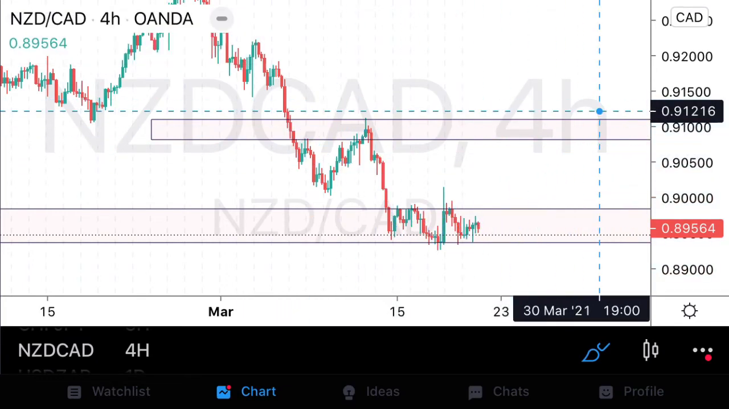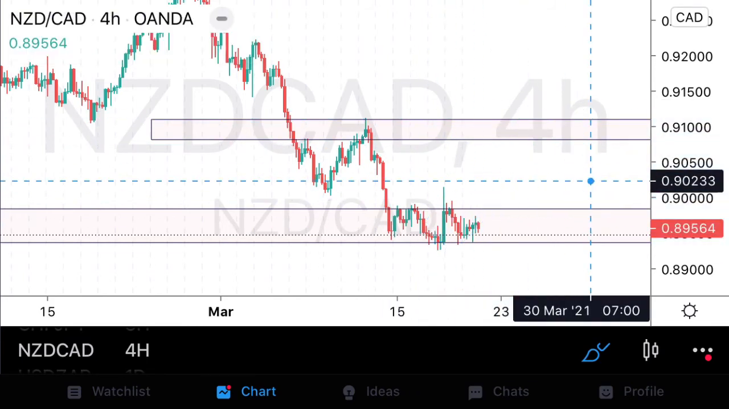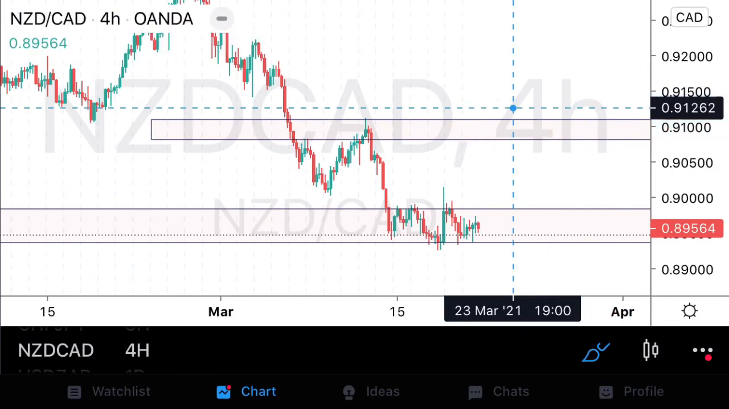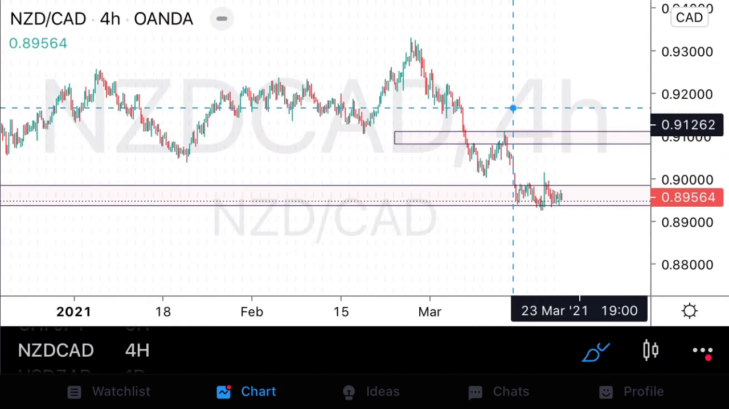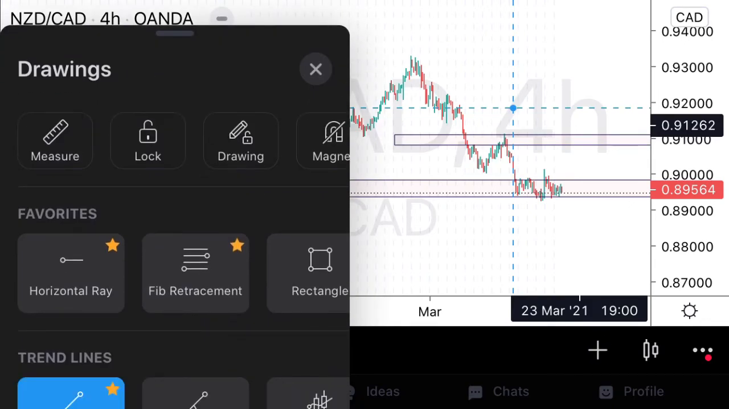Otherwise, guys, if we want to be sellers in this market, then we need to be sellers at these resistance areas up top here, waiting for prices to actually pull up into these areas there. What we can see in terms of trend lines here, I'm just going to draw a quick trend line for you guys.